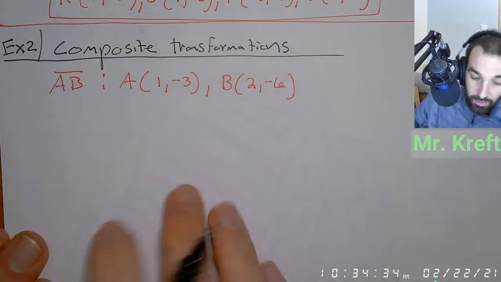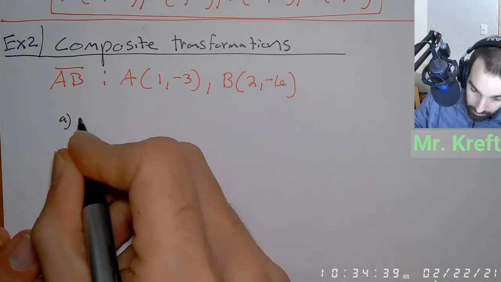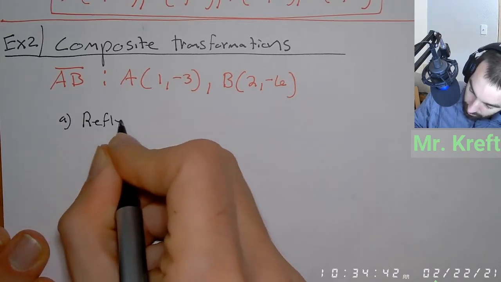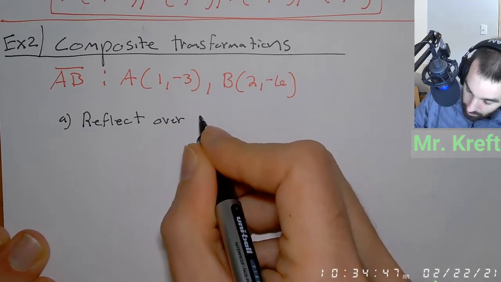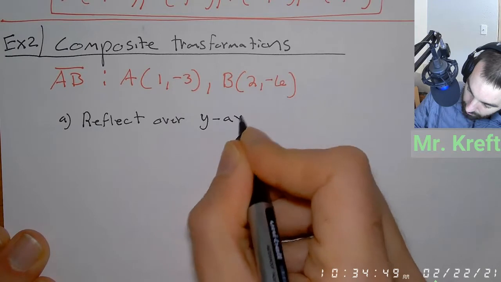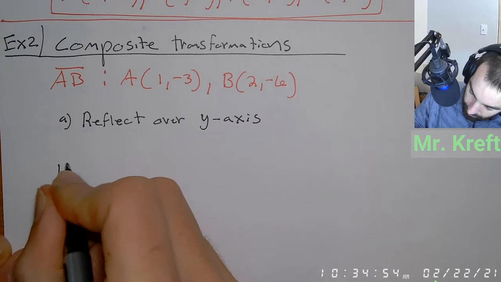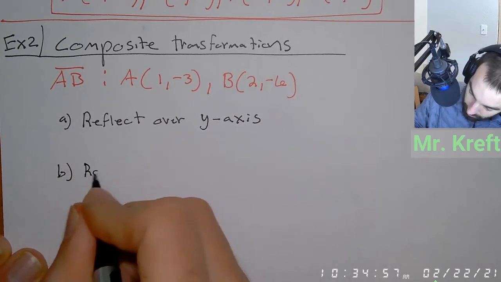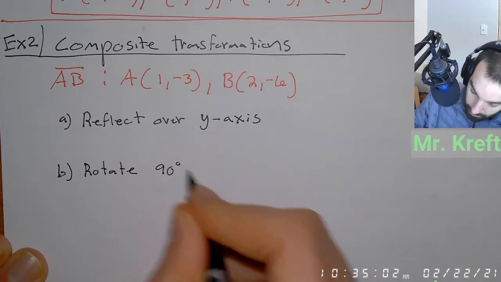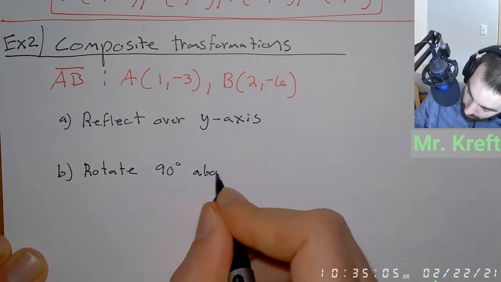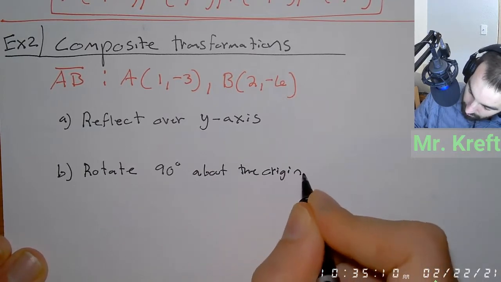Okay. So it's a composite transformation, so we're going to have 2 steps, right? So my first one is going to be, we're going to reflect over the y-axis. And then, we're going to rotate 90 degrees about the origin. And I'm writing about the origin because that's what your book says.